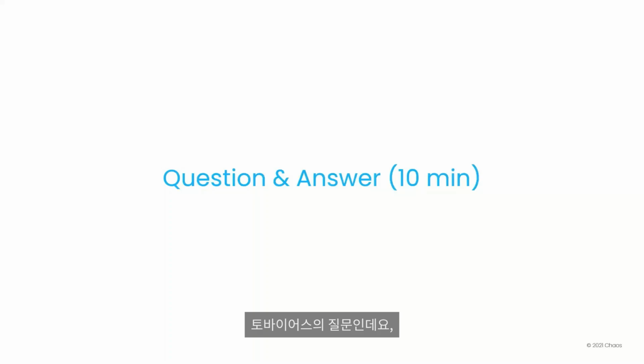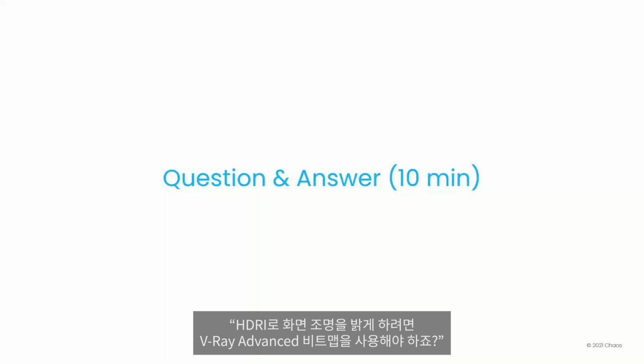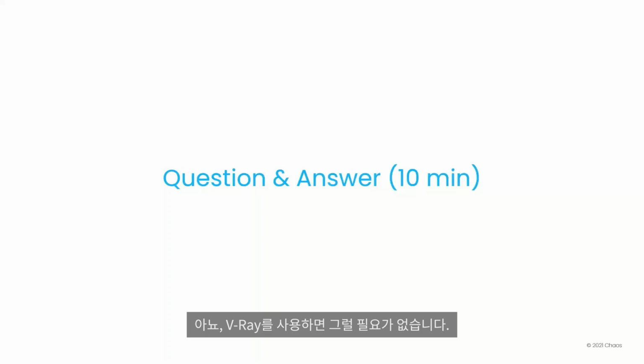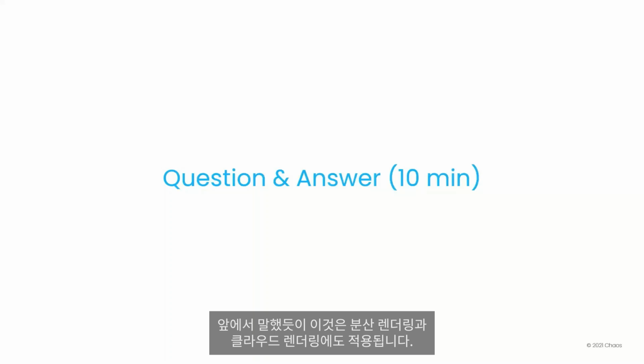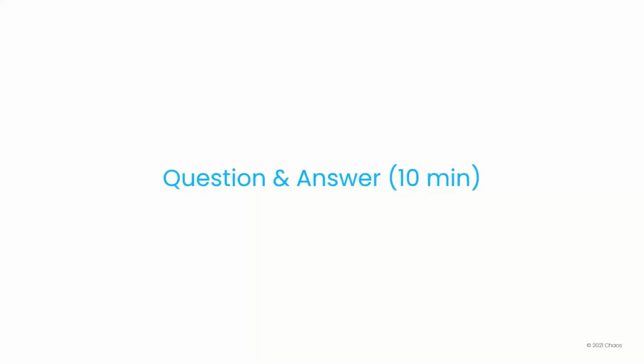There is a question here from Tobias. To lighten up a scene with an HDRI, you should take a V-Ray advanced bitmap, right? No, with V-Ray 5, you don't need to do that. That was something that was an issue with V-Ray 3.7 and was fixed with V-Ray 5. As I mentioned before, this also applies for distributed rendering and cloud rendering. You don't need to put every bitmap inside the V-Ray bitmap shader.